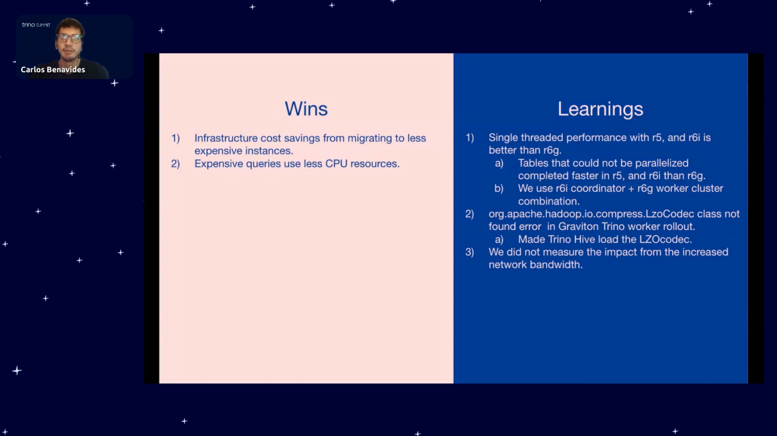So in order to help with the latency regression that we were observing using R6G, we decided to make our cluster a mixed environment where we'll use an R5 or R6i instance for the coordinator and R6G instances for the workers. The idea of using a mixed environment was that it will help the wall time for the queries that were experiencing regression and latency, but were actually more efficient in CPU.